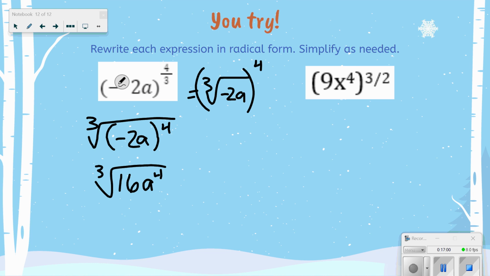Now that you're here, can you keep simplifying this? Yeah, what would the cube root of 16 simplify to? Yeah, 2, and then inside of 2. What about if I have a to the 4th? What would that simplify? A outside, and what's left inside? Another a. There you go.